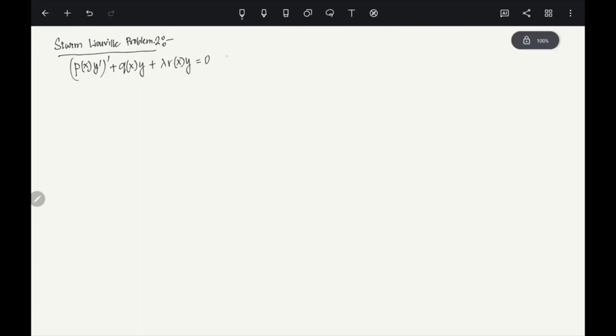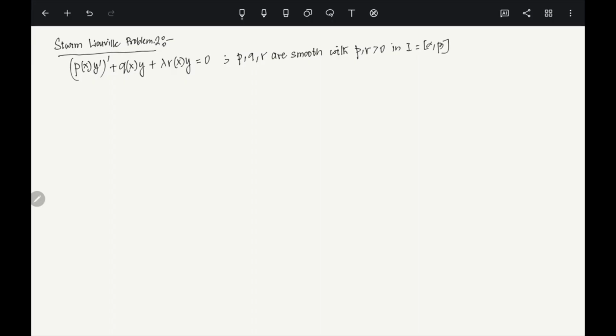And here what is the assumption? You see, p, q and r are smooth, that is, continuously differentiable, with p and r positive. This is our assumption in the interval I, which is (α, β). Now lambda is given to be the parameter. That's just a given quantity, you don't have to worry about it.